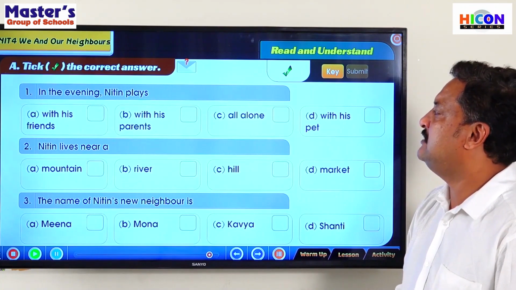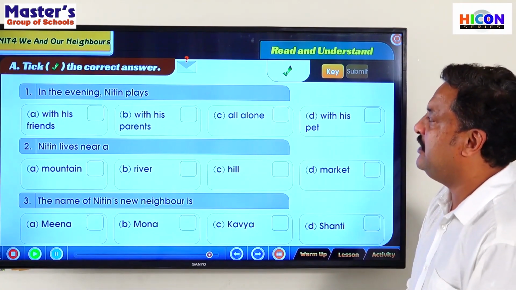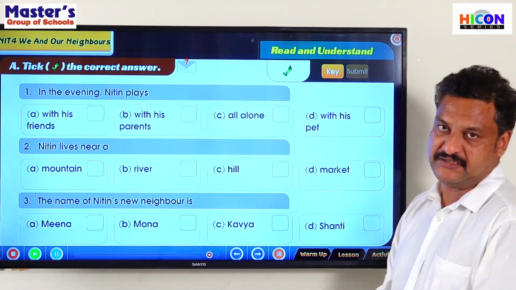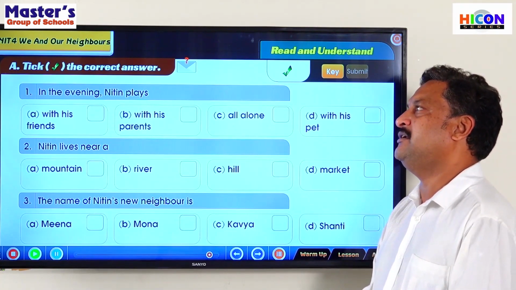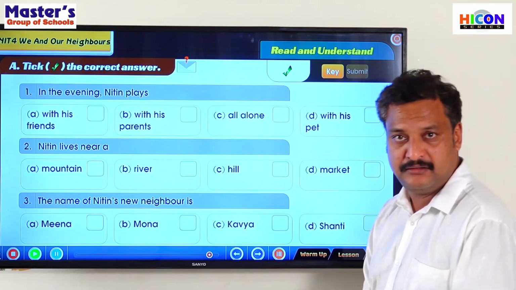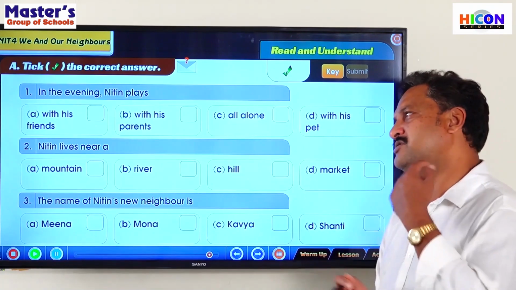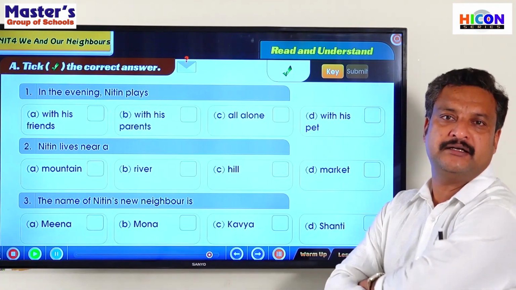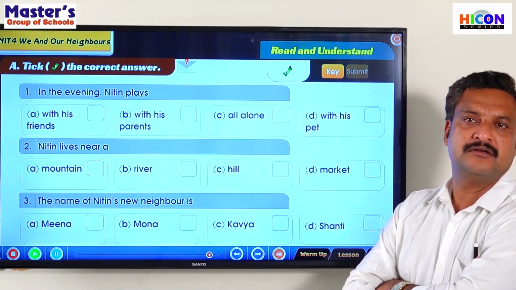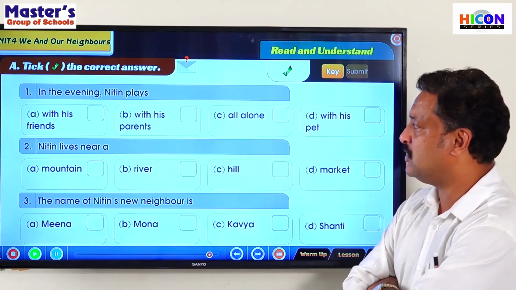In the evening, Nitin plays option A with his friends, option B with his parents, option C all alone, D with his pets. So in the lesson we have seen that Nitin, after coming back from the school, used to play with his friends. Is that option right? There was a house nearby, but there was nobody living in that house, we know that. And his other friends were living a bit far away from the hills. So he never played with his friends. He never got any chance to play with his friends. So that is a wrong option.